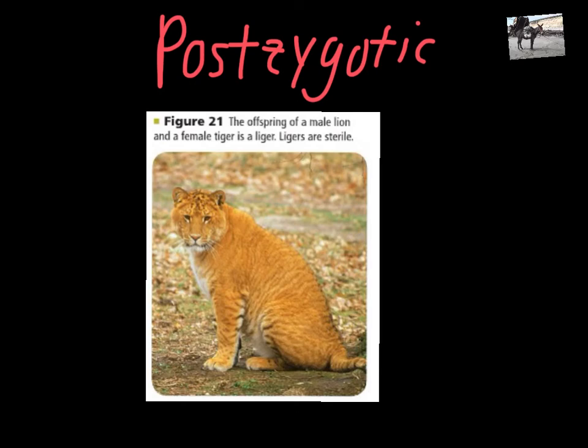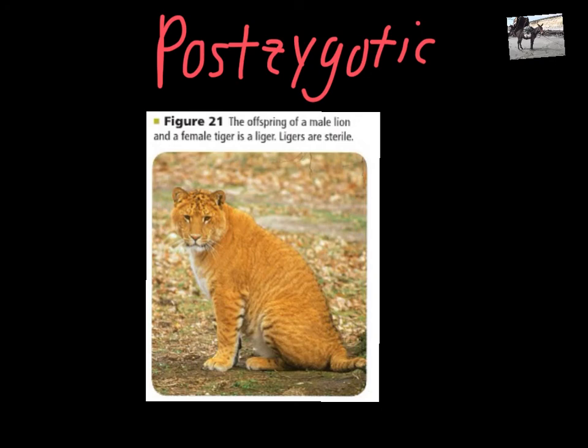So again, this is the idea of post-zygotic isolation, because even though these individuals have developed, they used to be a zygote, used to be a fertilized egg, they've developed into an adult individual, they're incapable of reproducing on their own, so technically they're then reproductively isolated from the rest of the population.